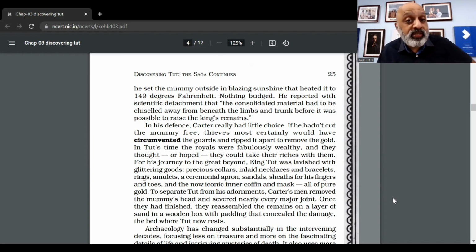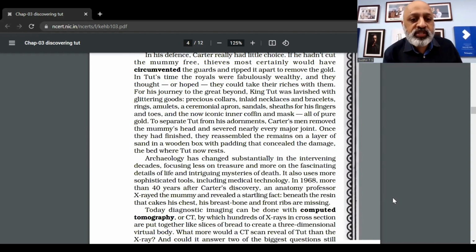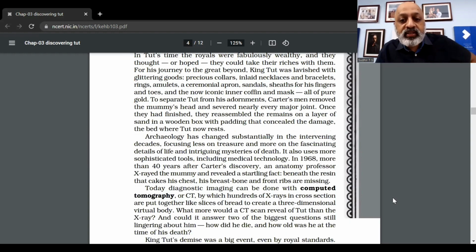To separate Tut from his adornments, Carter's men removed the mummy's head and severed nearly every major joint. हर joint को अलग अलग करके निकाला. क्यों? Because the resins had solidified. It was not possible to remove him from the coffin. Once they had finished, they reassembled the remains on a layer of sand in a wooden box with padding that concealed the damage. Damage को cover करते हुए the bed where Tut now rests.